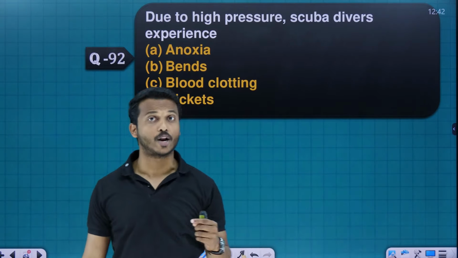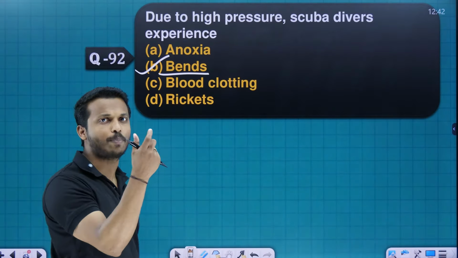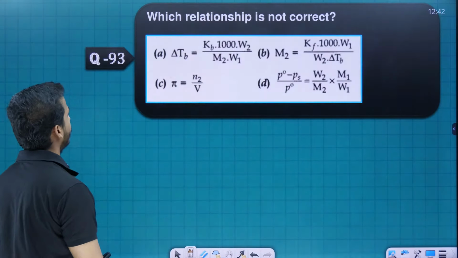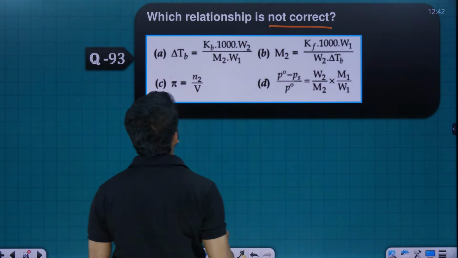92. Due to high pressure, scuba divers experience, as we studied in the application of Henry's law, mountain climbers experience anoxia. Scuba divers experience what's called bends, right? Trapping of small gases like nitrogen in the capillaries is called bends.